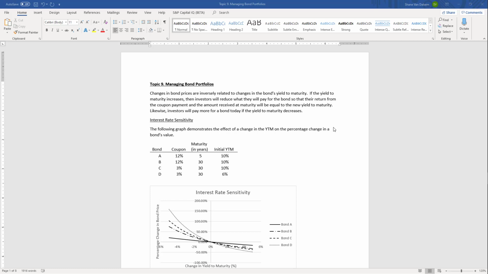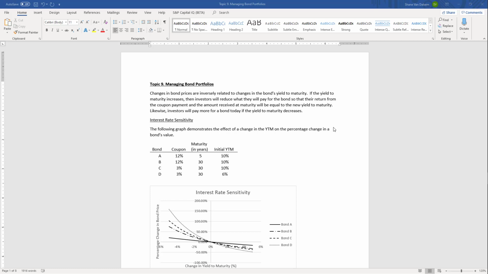So in this topic we're going to go through how to manage portfolios of different bonds, and really with the goal of managing interest rate risk and managing the risk of the value of the investor's portfolio that might occur due to a change in interest rates.